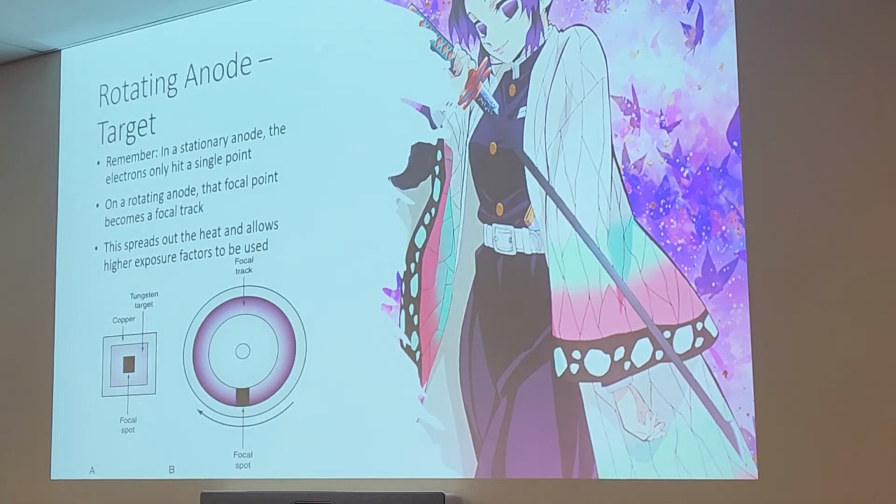Like the example when I went around and showed how she just held the pin right here and it just stayed, it's overheating in this one spot, it's not good, right? On this one, when it's rotating and moving, the heat is distributed around, not just hitting one spot, the focal spot. You see, it's a focal track, so it's going all the way around.